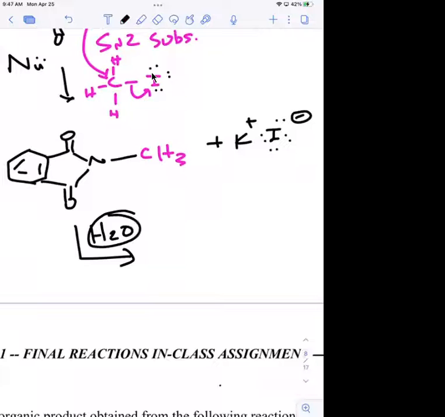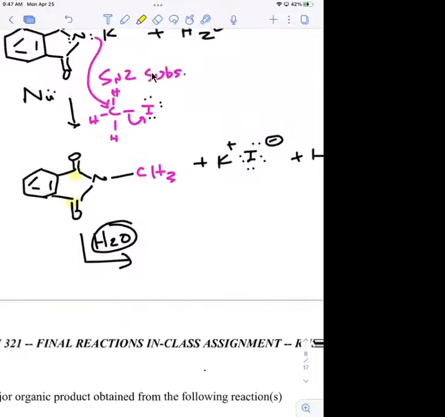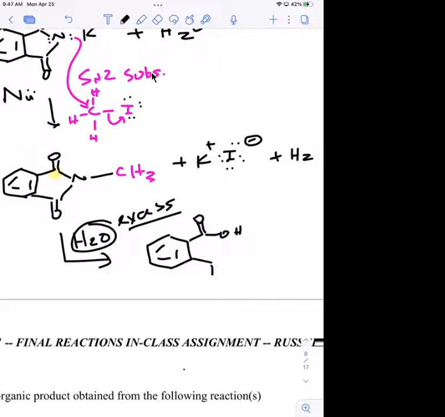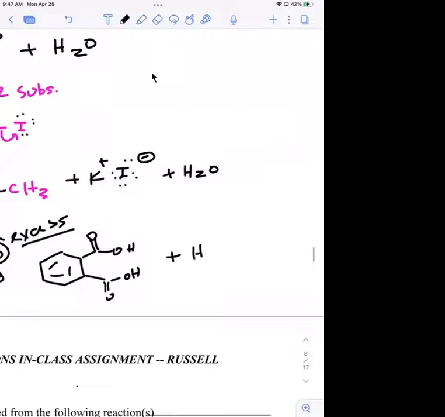So you can flood this. Basically, you just run a reaction in water, or you can add in some other source to attack these two carbonyls and to protonate your nitrogen, right? And so at the end of the day, you're going to end up here. So you'll end up here with this diacid, and then you'll end up with your primary amine here.